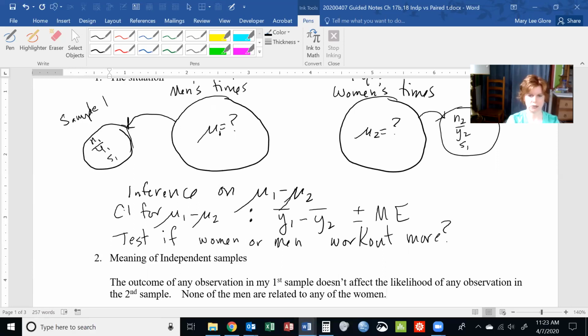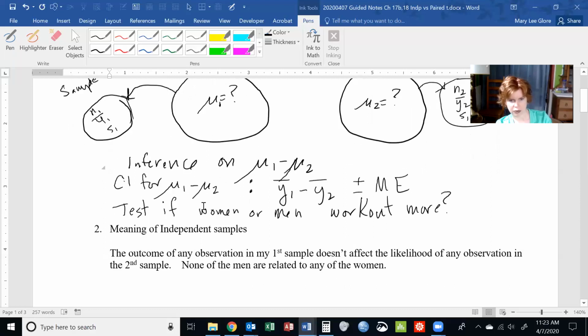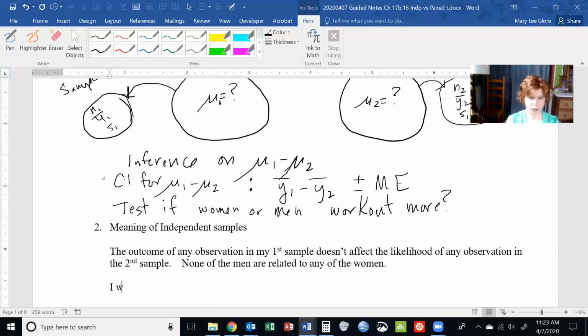So I shouldn't get them from the same gym. I shouldn't get them from the same city or whatever. I want all the men to be independent of the women, the same way that the men are independent of each other. So my total number of observations will be N1 plus N2, and all of those will be independent of each other.